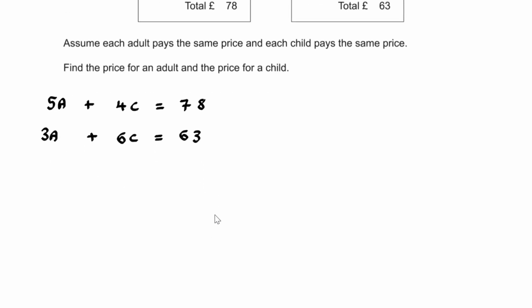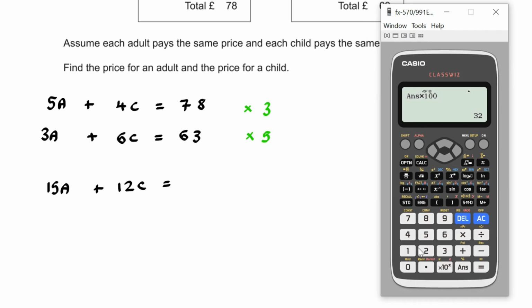We've got 2 unknowns with 2 equations. We'd have to solve these simultaneously. What we'd do is we'll multiply this by 3 and we'll multiply this by 5. And if we do that, we'd have 15a plus 12c. Now, 3 times 78, that's 234. And then we've got 15a plus 30c equals, well, 63 times 5, that's 315.